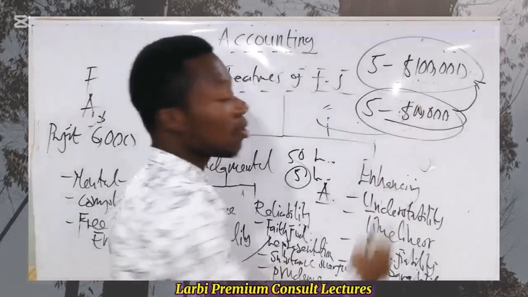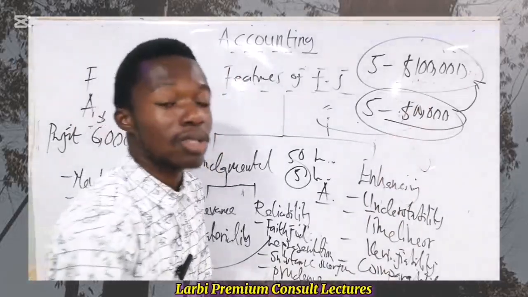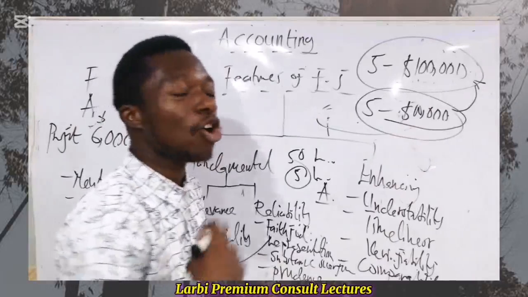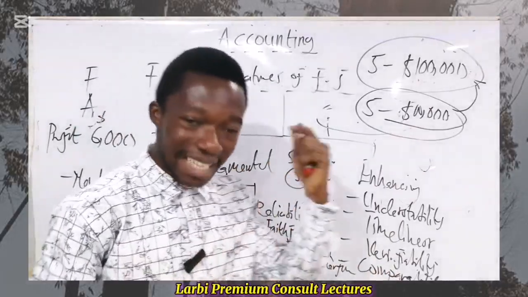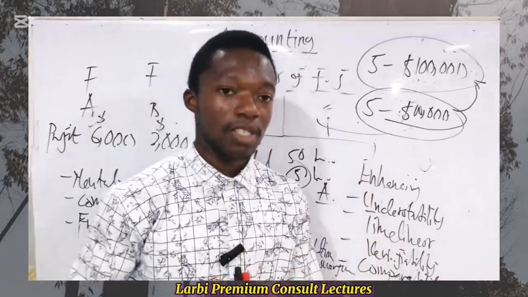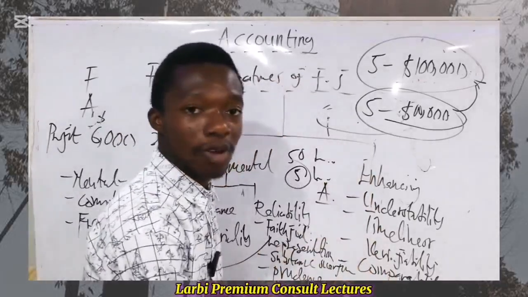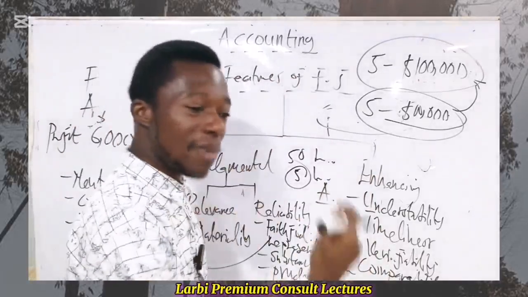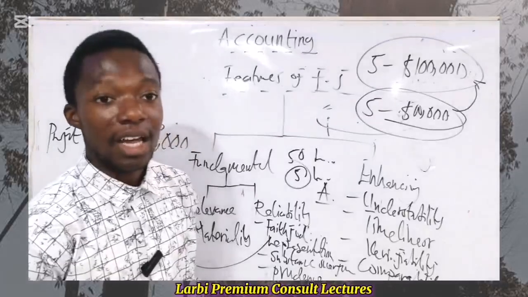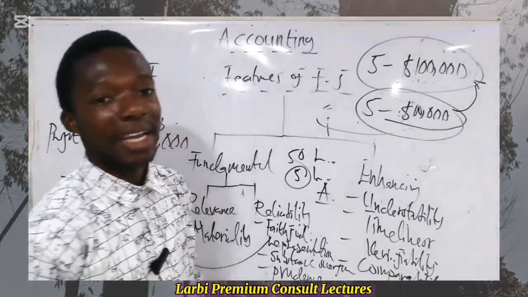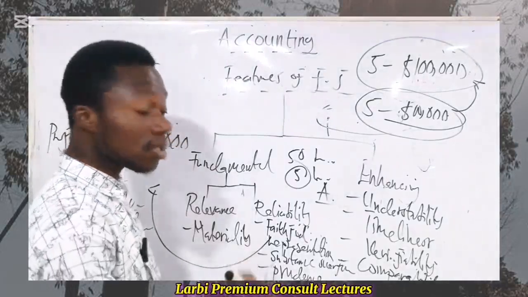This is what we call substance over form. This is why we record the economic substance of the transaction in the financial statement rather than its legal form. Substance over form. This is why we record the economic transaction of the item rather than its legal form in the financial statement. This is what we call substance over form.